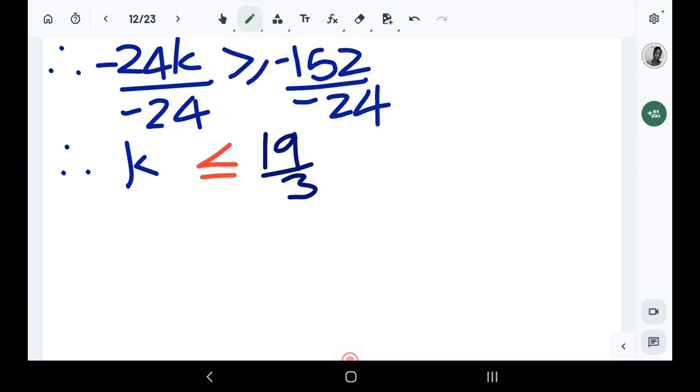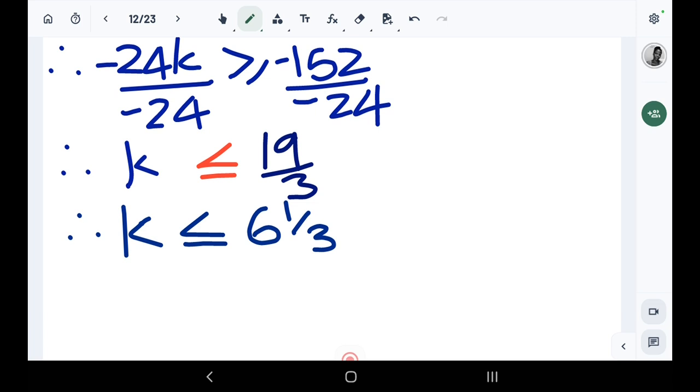Alright, that is equal to, therefore, k is less than or equal to 19 over 3. 3 goes into 19 six times and leaves a remainder of 1, so it is 6 and 1 over 3.